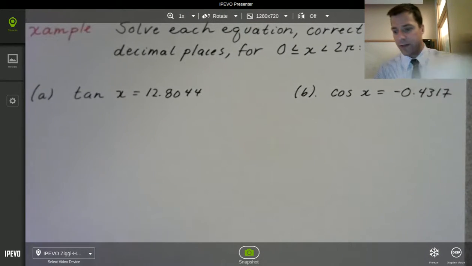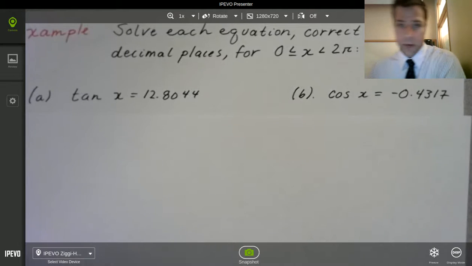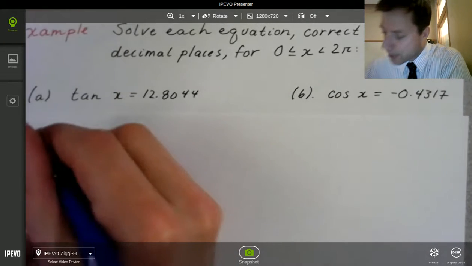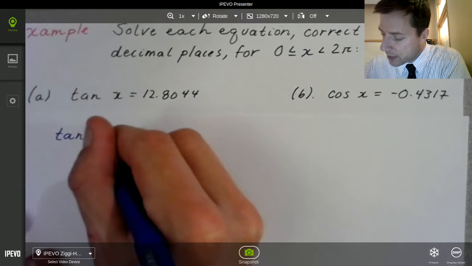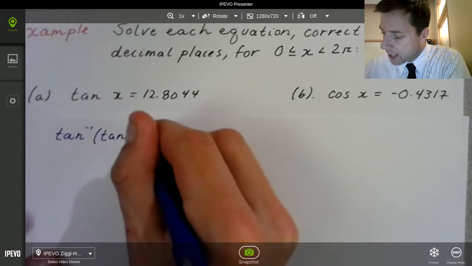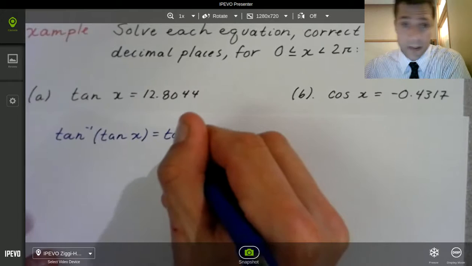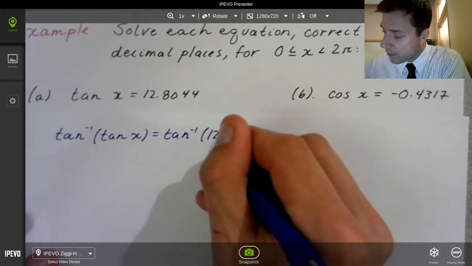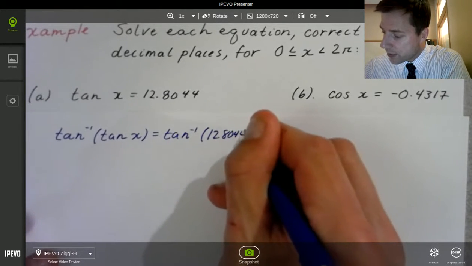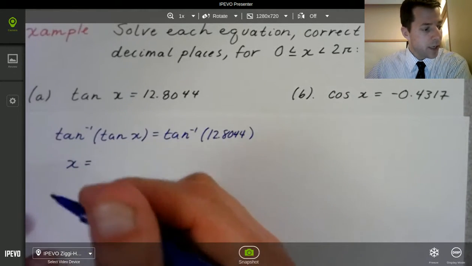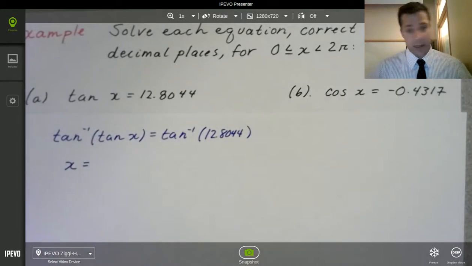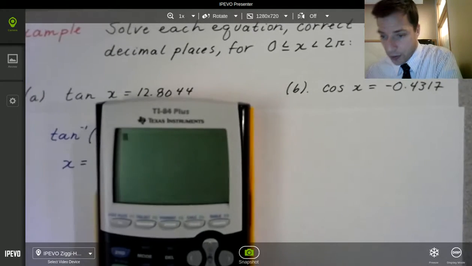So I have my tangent first. Mathematically, what we would do is take inverse tangent of both sides. So we're going to say inverse tangent of tangent of x equals inverse tangent of 12.8044. That's what we're going to do. So that means x is going to equal approximately, let's show you on the calculator. That's the whole point of this.